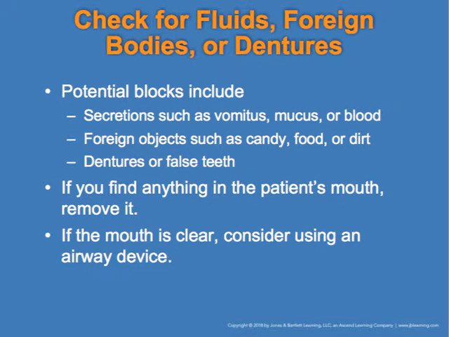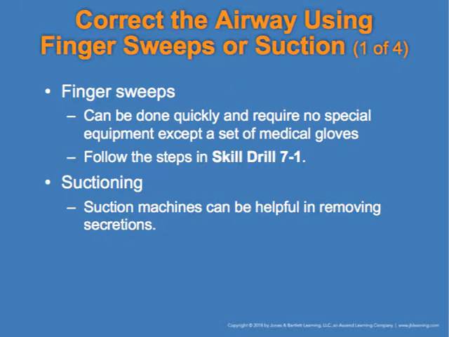Checking for fluids, foreign bodies, or dentures. Potential blocks include things like secretions, vomitus, mucus, or blood, foreign objects such as candy, food, and dirt, dentures, false teeth. Also, super important to check that airway and see if you can find one of those potential blocks, right? If you find anything in there, remove it. Get that airway clear of any obstructions. If the mouth's clear, consider using an airway device. We'll talk about that shortly.